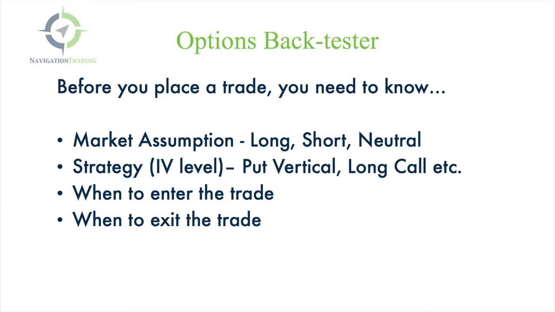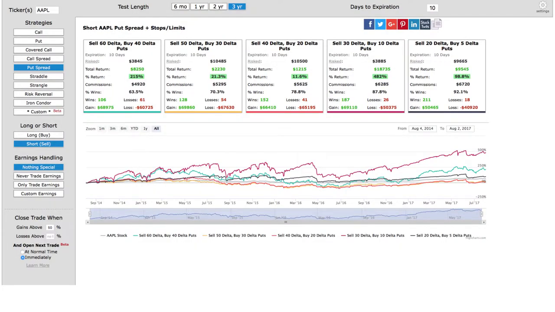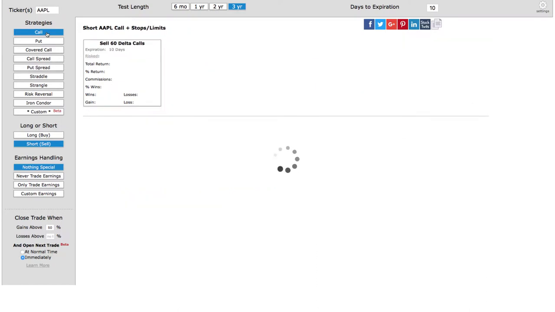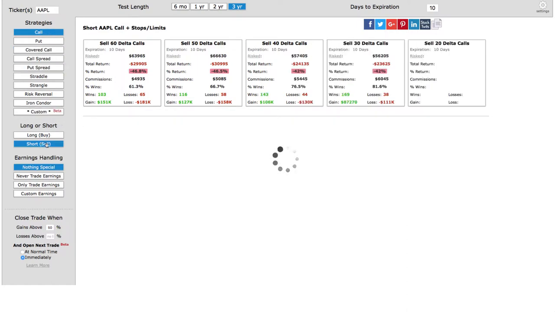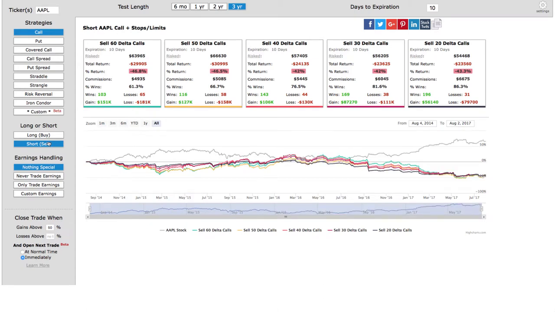Let's go to the options backtester and take a look at some examples. So right now we're looking at Apple, and let's just go down the line and take a look at the different scenarios. What I'm showing here is if we were to choose call and we're shorting or selling the calls in Apple, what you can see is that the returns have been pretty negative across the board. I'm looking at several different examples: selling the 60 Delta calls, 50, 40, 30, 20, just to look at some different scenarios. And you can see they've been losers across the board for the last 3 years.